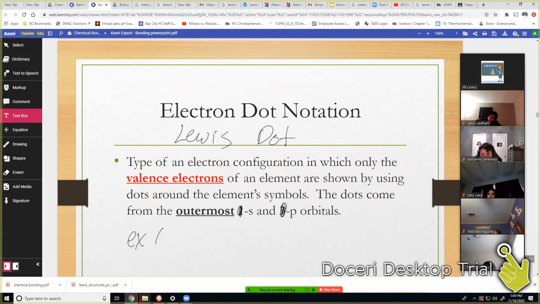So for example, if I had oxygen, which is in group 6, so it has 6 valence electrons. If I wanted to write its Lewis dot, I'd put its symbol in the middle, and then I'm going to start drawing dots around the outside to represent the valence electrons. So I need to do 6. I put 1 on each side before I would start doubling up, just like we did with our arrows. And that right there would be my Lewis dot structure for oxygen.